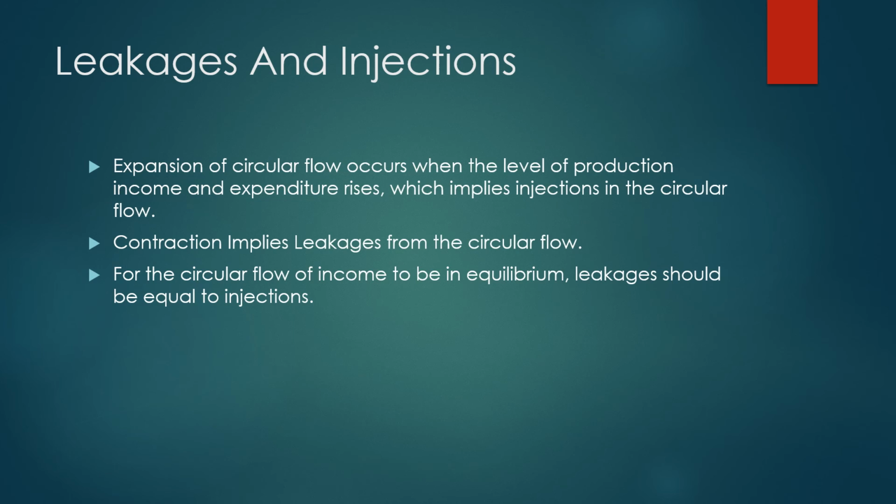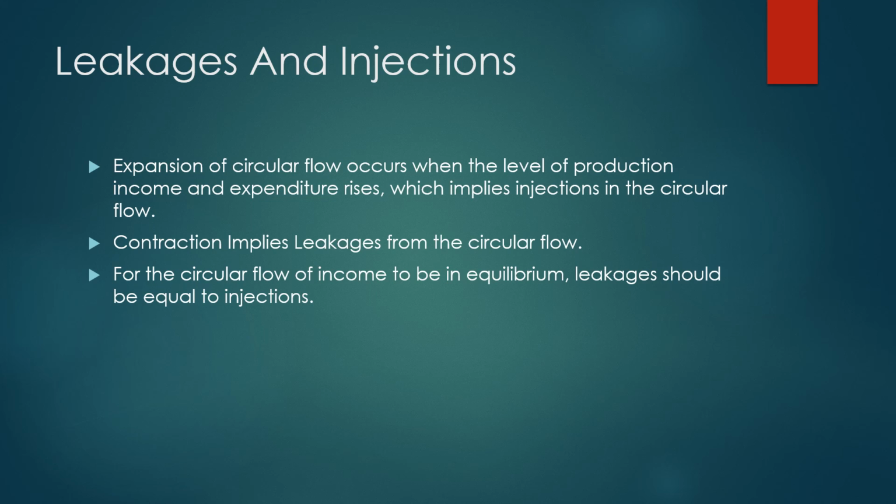Our main aim is that circular flow of income should be in equilibrium. Circular flow of income can only be in equilibrium when leakages are matched by injections. Now the question is, what are leakages and what are injections? Injections cause the circular flow of income to rise. That is, when the circular flow of income expands. But when does it expand? When the level of production, income and expenditure rises, which implies injections in the circular flow.